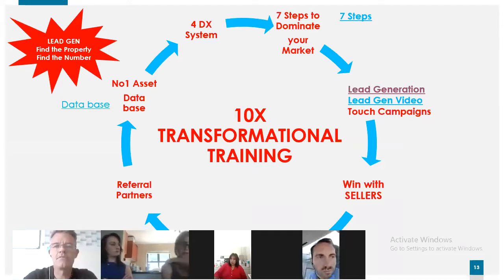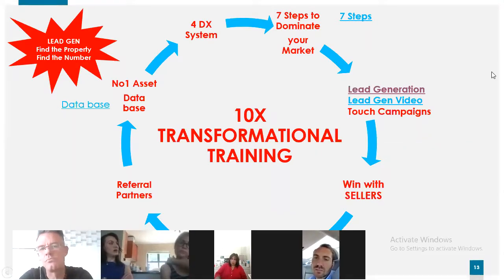But just to see where we've come from, in the first few modules, we covered the 7 steps to dominate your market. And we spoke about that. Today, we are covering lead gen, and that's where we're covering there. We're then going to be covering win with sellers in the following module.